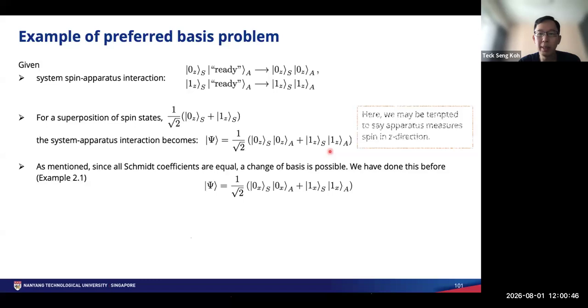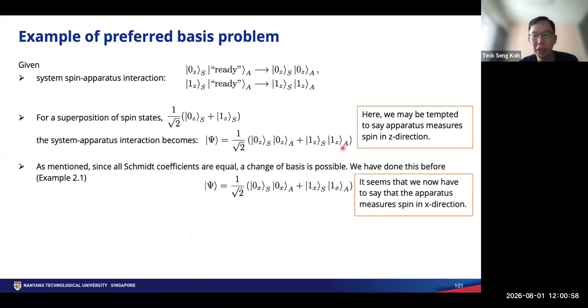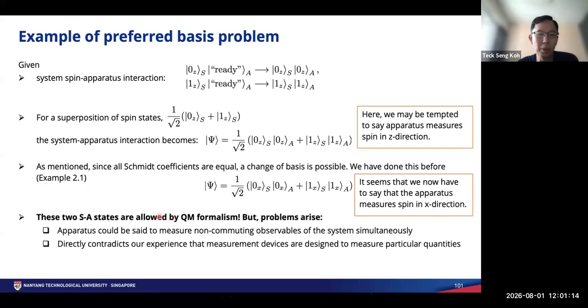So what we have to say here is that, well, the apparatus seems to be recording the state of the system in the Z basis. But because it's just a mathematical change of basis, you can write it this way, express it in the X basis, and you then should also be able to say that the apparatus measures spin in the X direction.